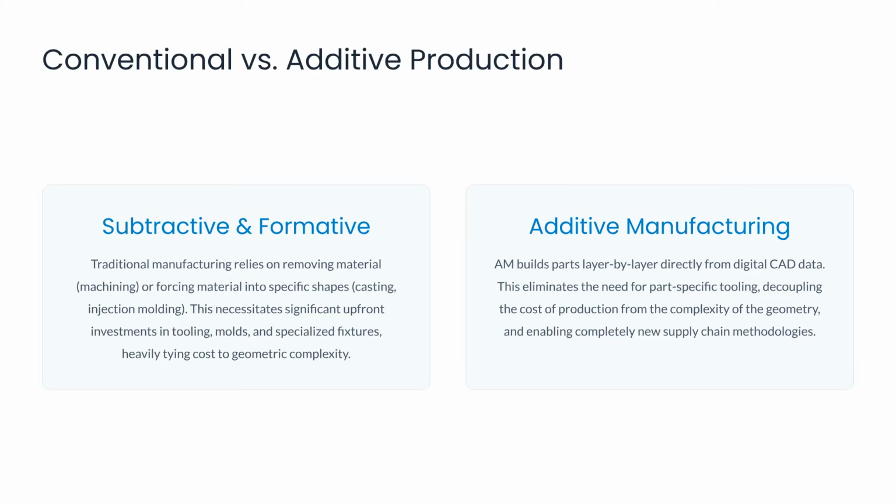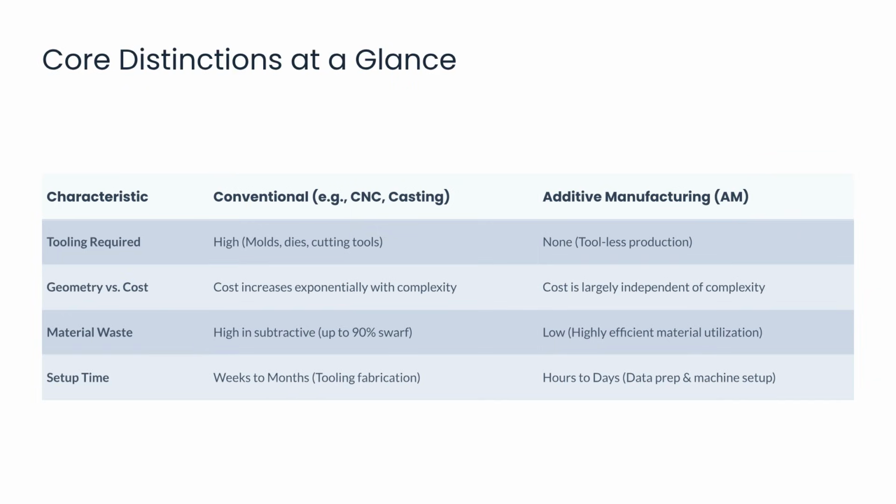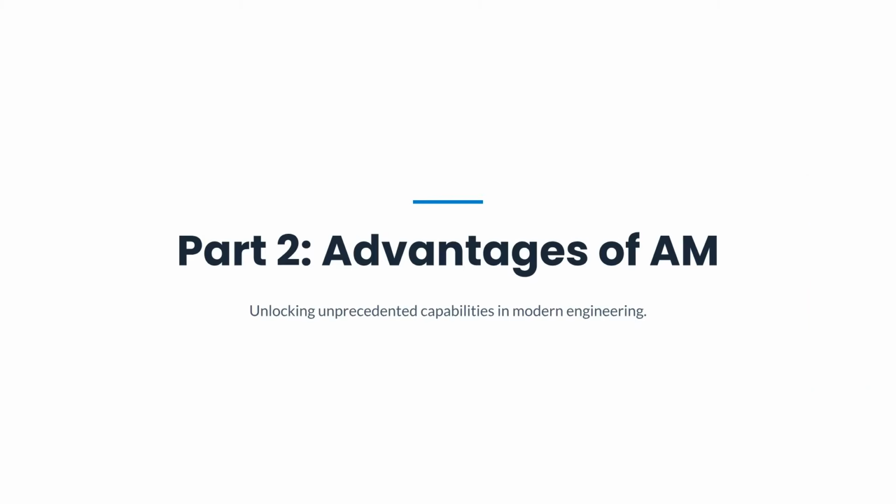Conventional production relies on removing material or forcing it into molds, requiring significant upfront costs. Conversely, additive manufacturing builds parts layer by layer from digital data, decoupling production costs from geometric complexity. This table highlights key distinctions. Additive manufacturing offers toolless production, cost independence from complexity, lower material waste, and significantly faster setup times compared to conventional methods. Next, we explore the specific advantages of additive manufacturing that are revolutionizing modern engineering.